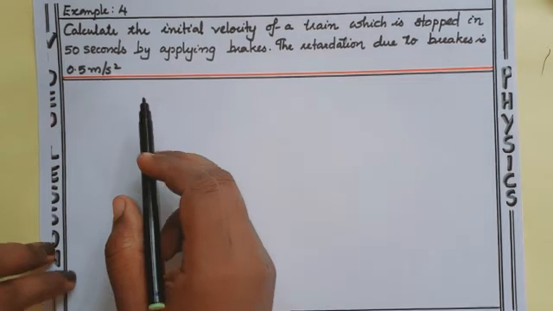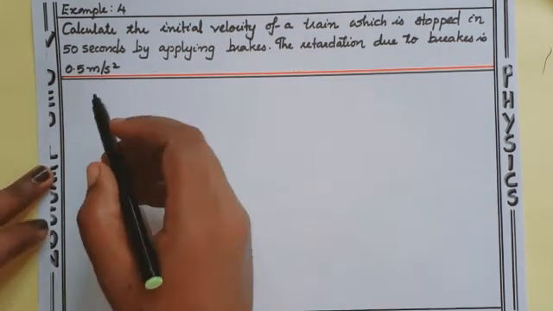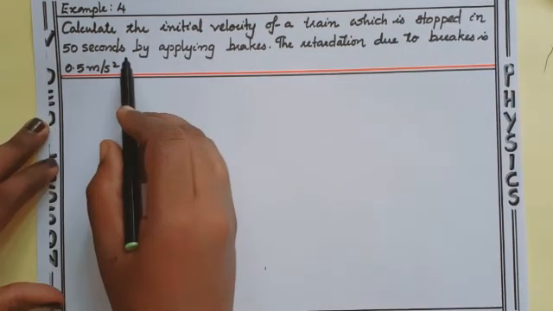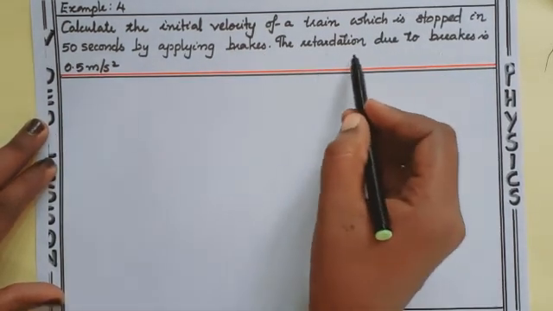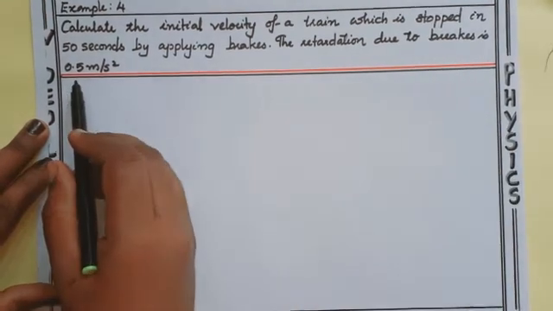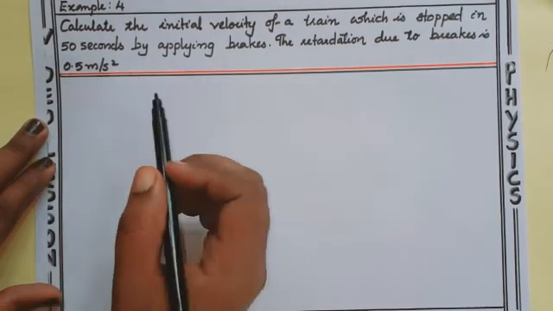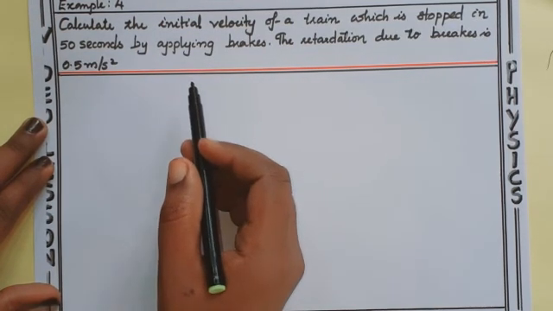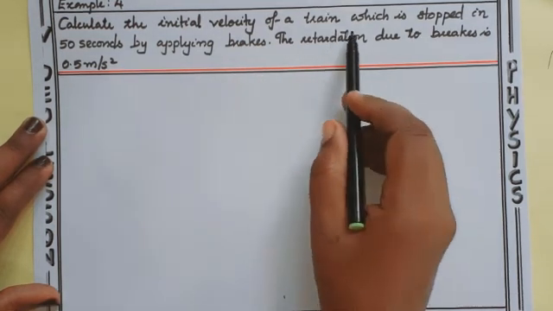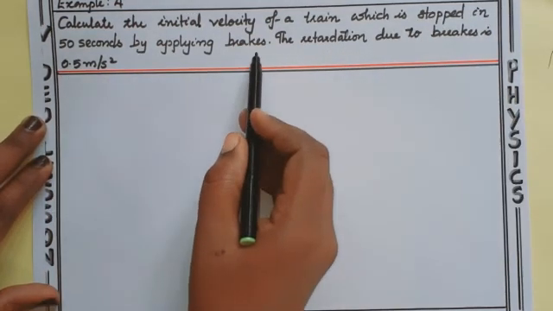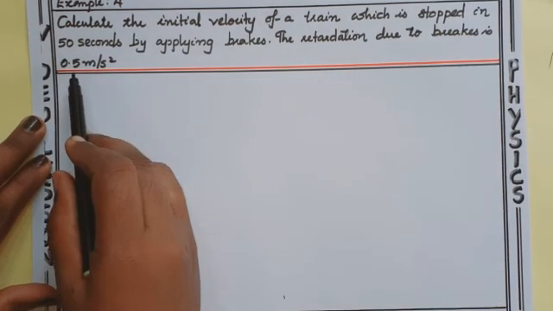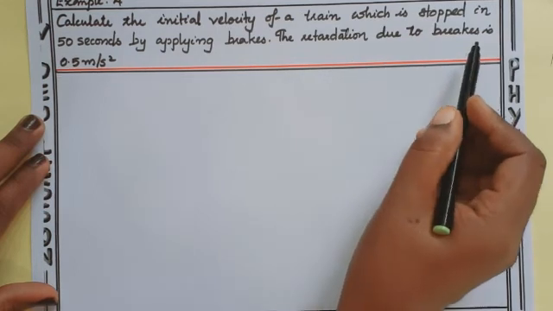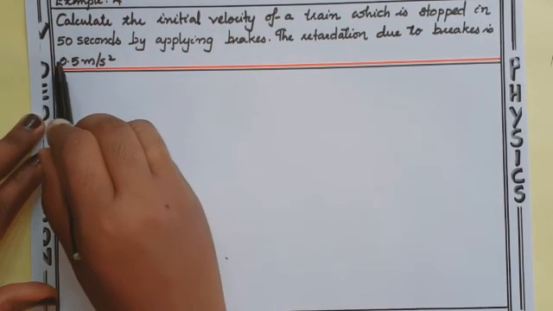Next question is example 4, the last question. Calculate the initial velocity of a train which is stopped in 50 seconds by applying brakes. The retardation due to brakes is 0.5 meter per second square. Here the retardation is given, so we have to put a minus symbol.